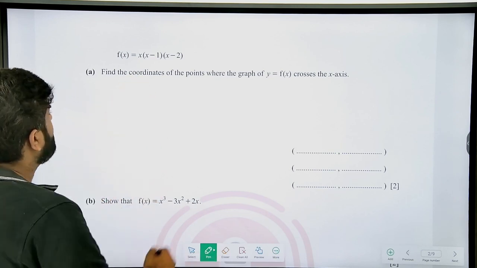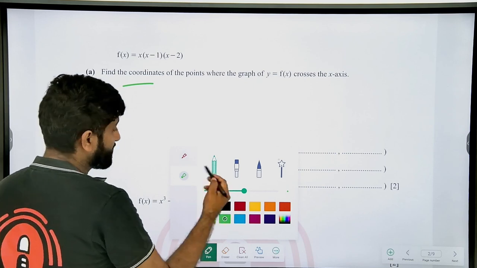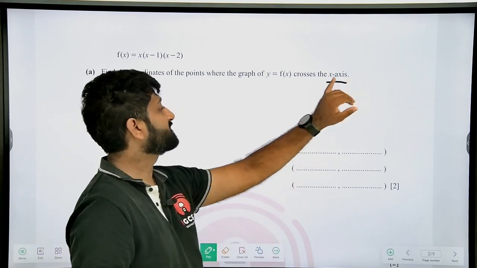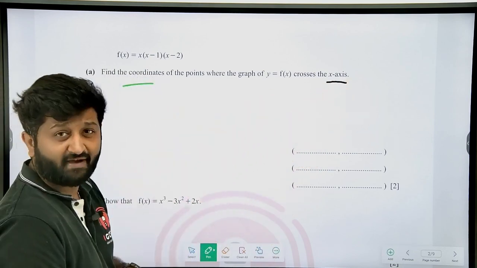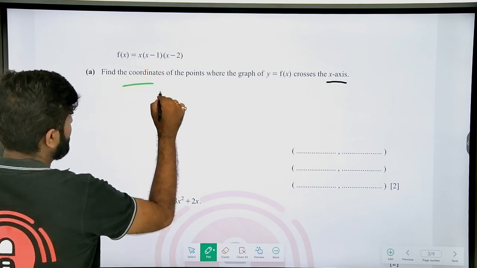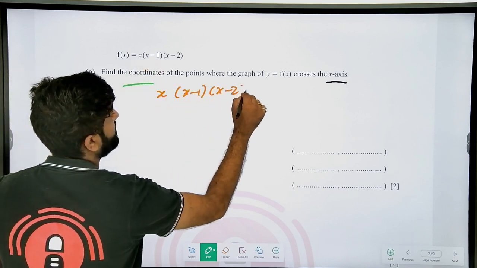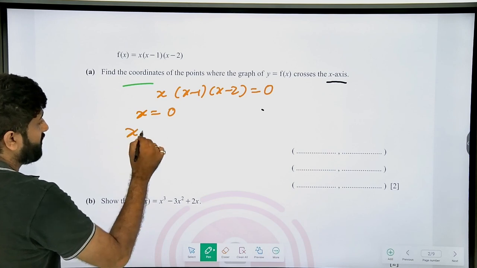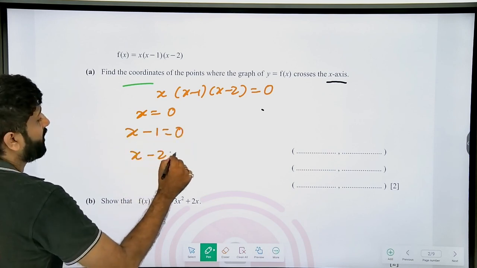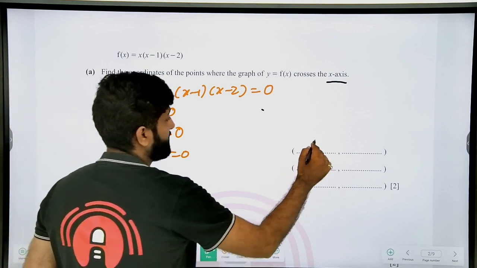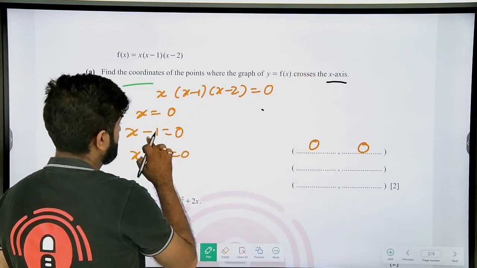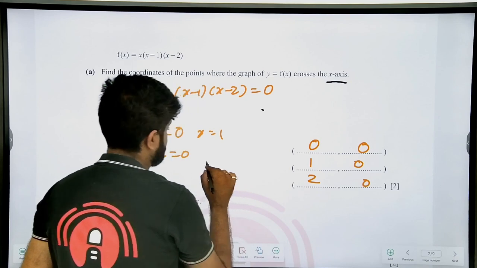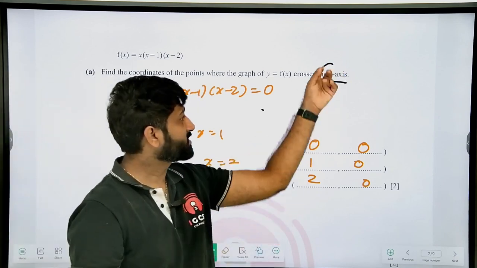Now, what I have been told is to find the coordinates of the point where the graph crosses the x-axis. So, when the graph is crossing the x-axis, it means the value of y is going to be 0, which means x into x minus 1 into x minus 2 equals 0. Now, when is this possible? Obviously, this is only possible when x is 0, or x minus 1 is 0, or x minus 2 is 0. So, 0 comma 0, when x is 0, y is 0. Here, x is 1, y is 0. Here, x is 2 and y is 0. So, these are the points where the graph is crossing the x-axis.